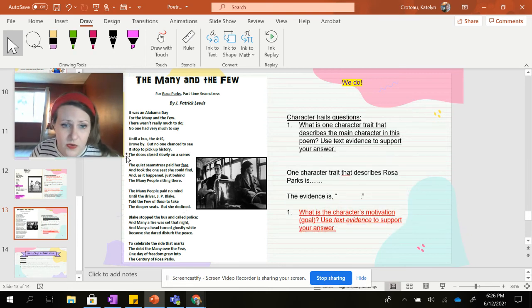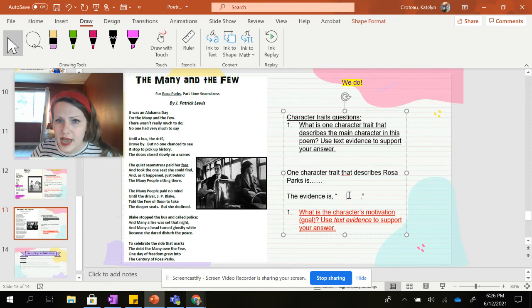I already gave you a few that I thought, maybe courageous, bold, motivated, brave. Any of those would work, really. But then you've got to tell me what piece of evidence shows that trait, and you're going to quote it directly and highlight it. Okay, so I'm going to give you a second to get these written down, and then find what you want to use. And remember, you're describing how she acts, not why yet.